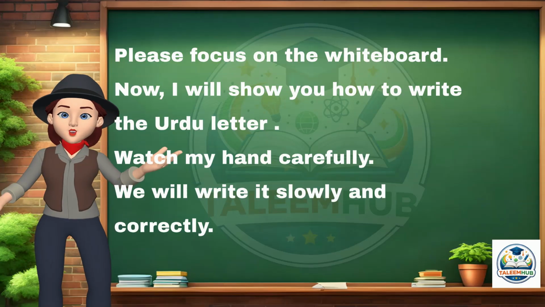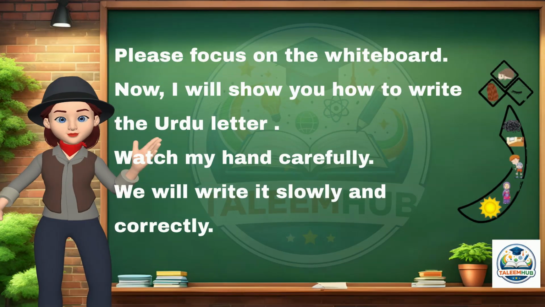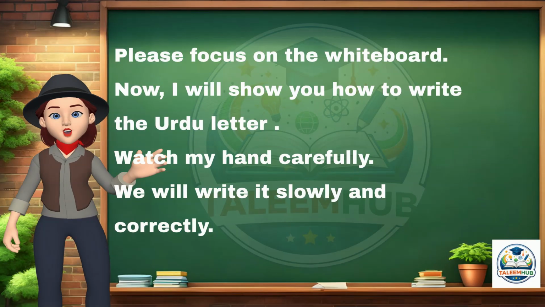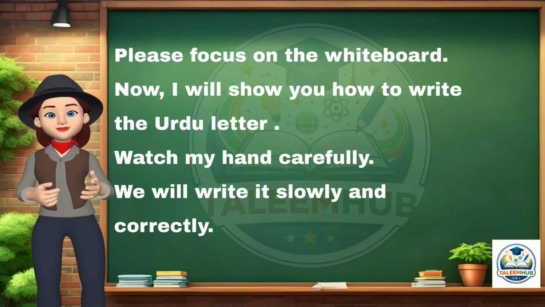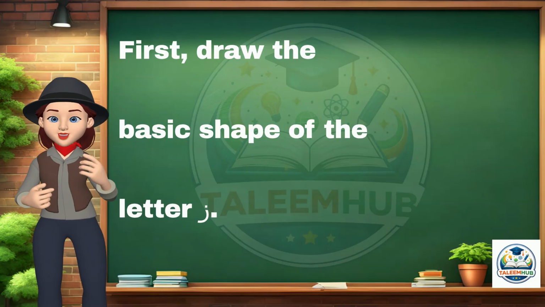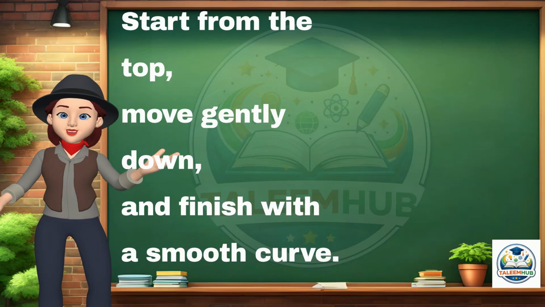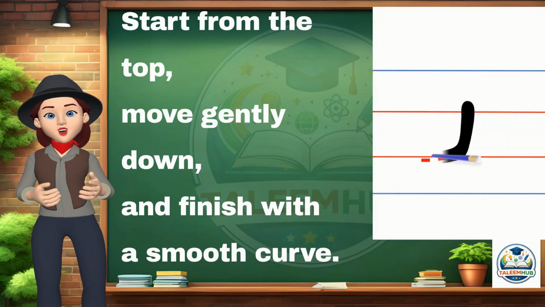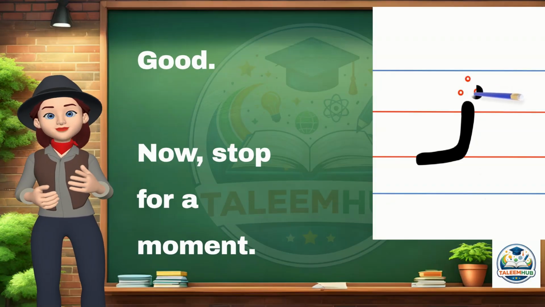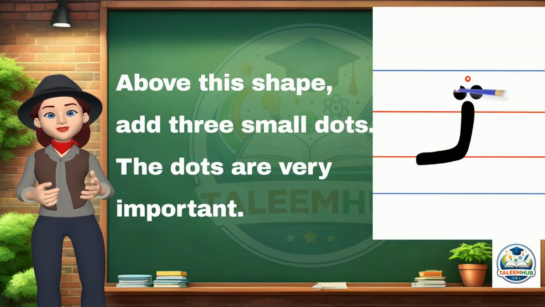Please focus on the whiteboard. Now, I will show you how to write the Urdu letter J. Watch my hand carefully. We will write it slowly and correctly. First, draw the basic shape of the letter Z. Start from the top, move gently down, and finish with a smooth curve. Good. Now stop for a moment. Above this shape, add 3 small dots.